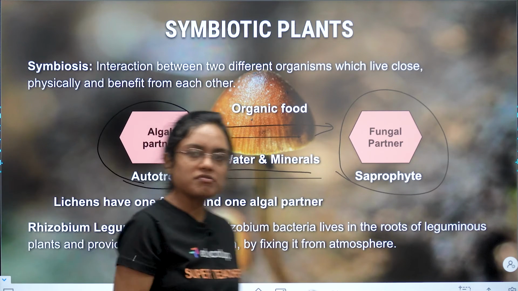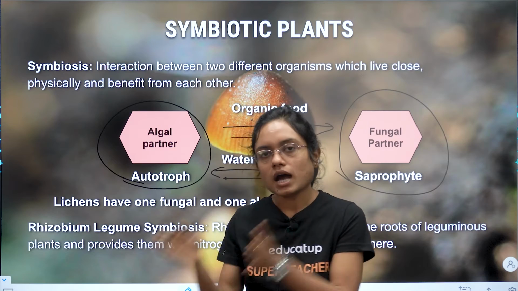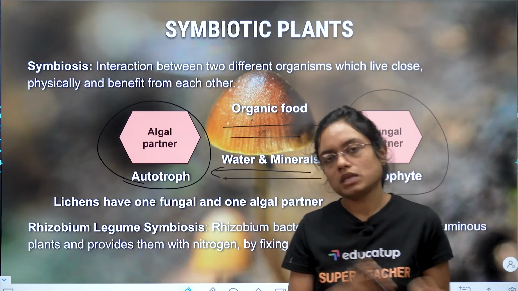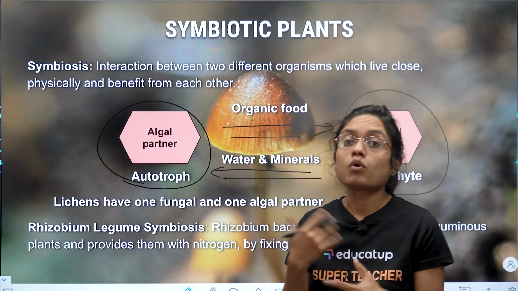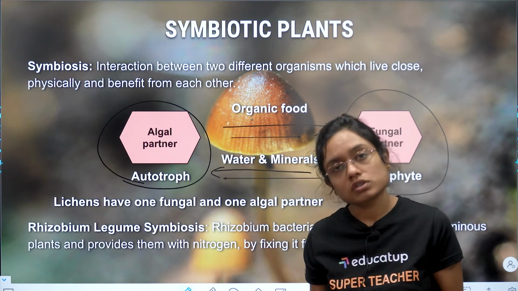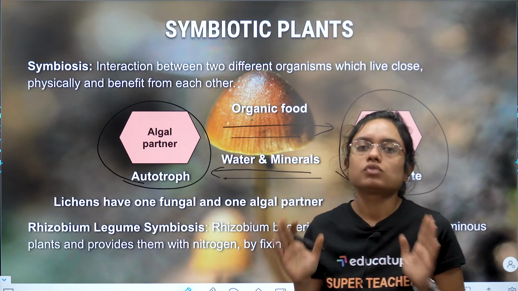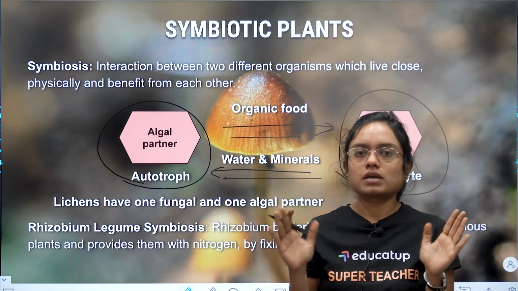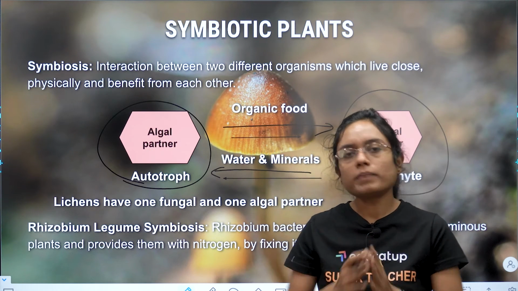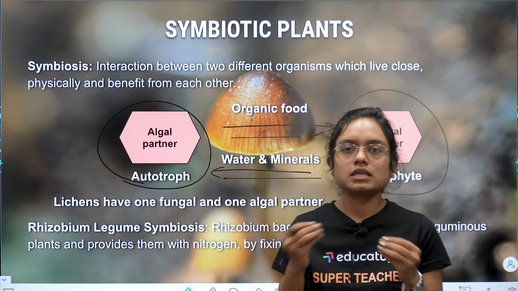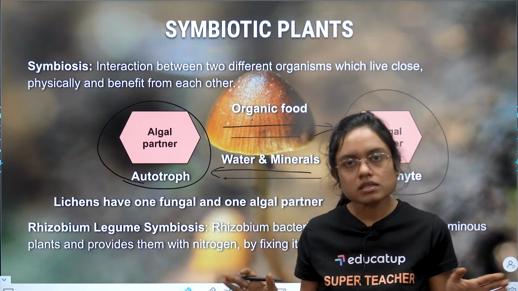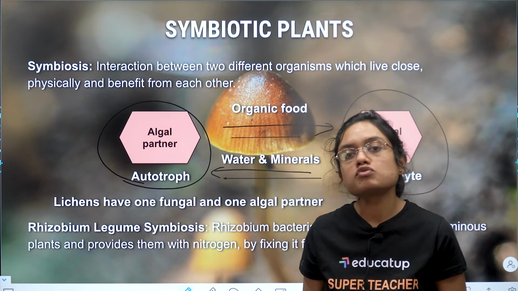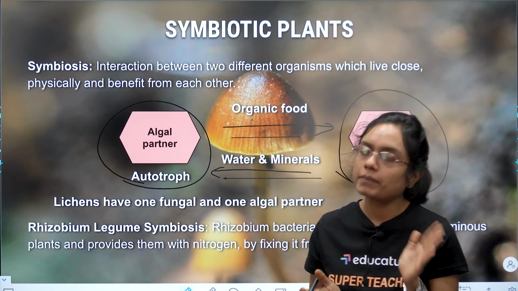तो it's a mutually beneficial relationship. एक खाना दे रहा है दूसरे को और दूसरा पानी और मिनरल्स दे रहा है पहले को. So they both are helping each other, they both are providing nutrition and water to each other. So this is a symbiotic relationship, a symbiosis, because nobody is being betrayed, nobody is like सिर्फ एक ही हेल्प कर रहा है दूसरा तो सिर्फ फायदा उठा रहा है. It's not like that. Both the organisms are mutually benefited in case of symbiotic plants.